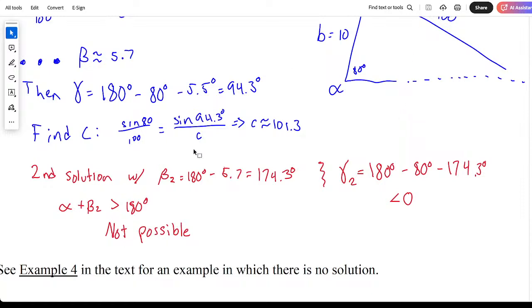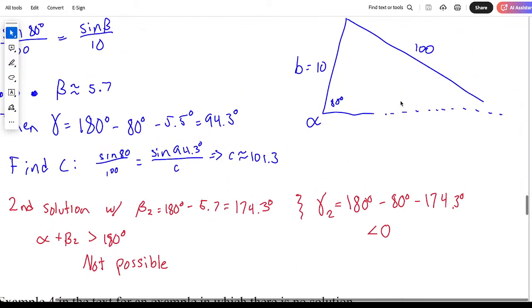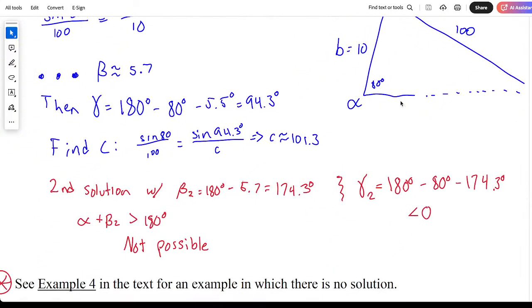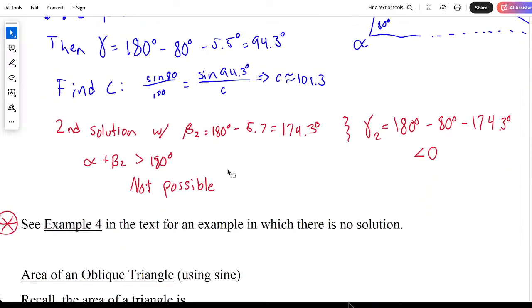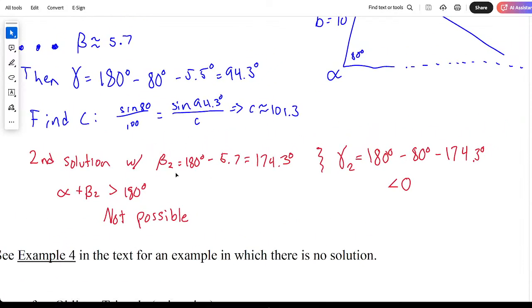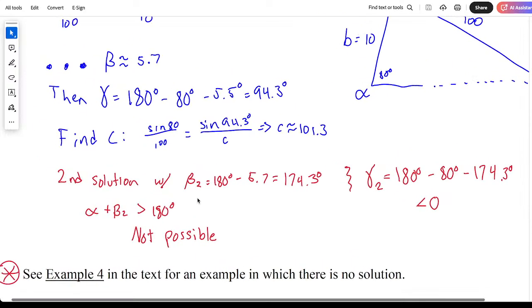Great. Okay, let's get back to math. So, looks like he found C, or side C, I guess. And then he took alpha plus B2. How did it get there? Okay, let's.